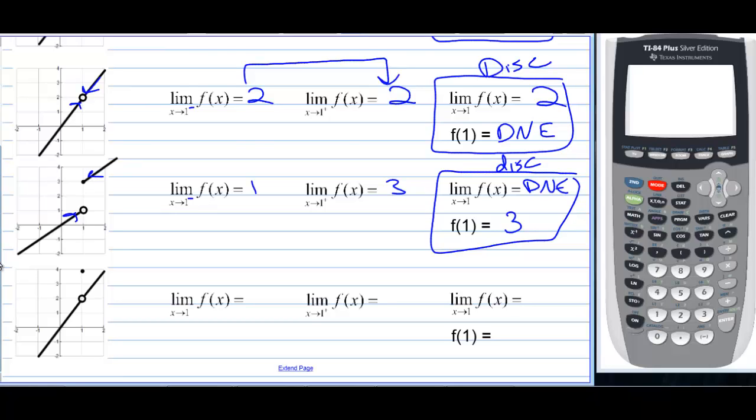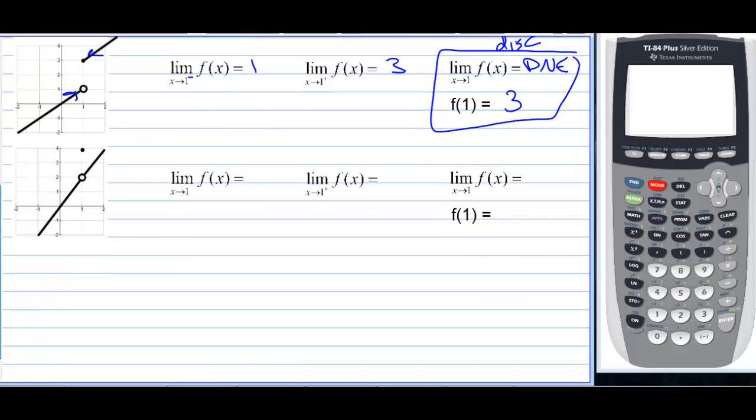Then on the last one, we have 2, 2, and 2.